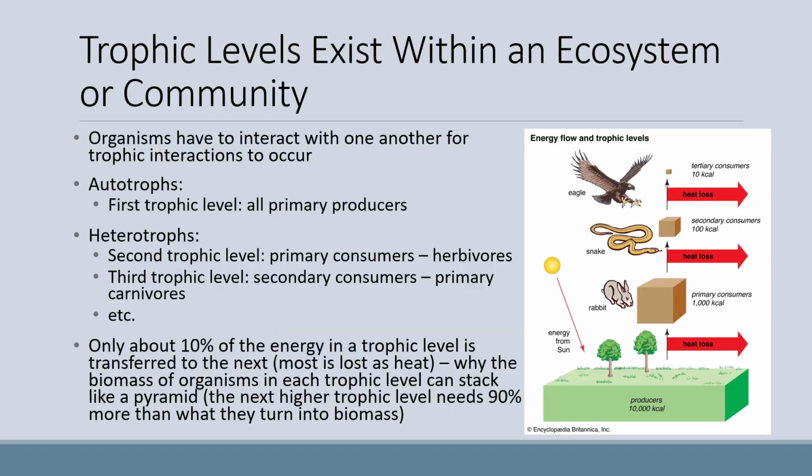These trophic levels that we've been talking about exist within an ecosystem, or community if we want to ignore the abiotic environment. Organisms have to interact with one another for trophic interactions to occur. Autotrophs are the first trophic level. This includes all primary producers. Heterotrophs include the second trophic level, which are primary consumers or herbivores, the third trophic level, which are secondary consumers or primary carnivores, and so on. Only about 10% of the energy in a trophic level is transferred to the next. Most is lost as heat, which is why the biomass of organisms in each trophic level can stack like a pyramid. The next higher trophic level needs 90% more than what they turn into biomass.